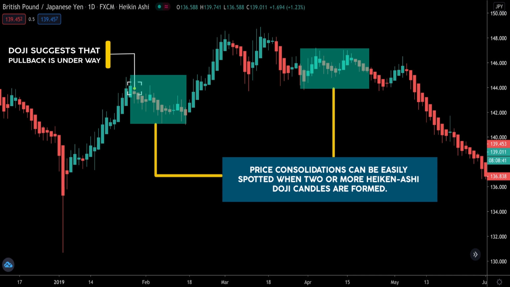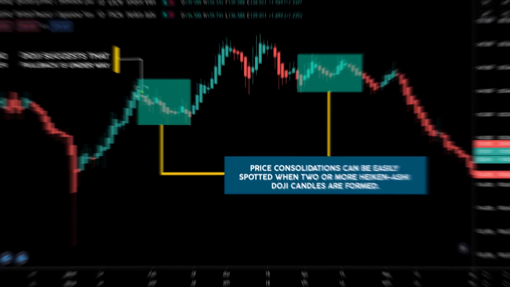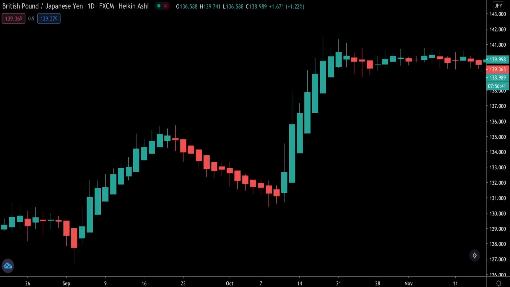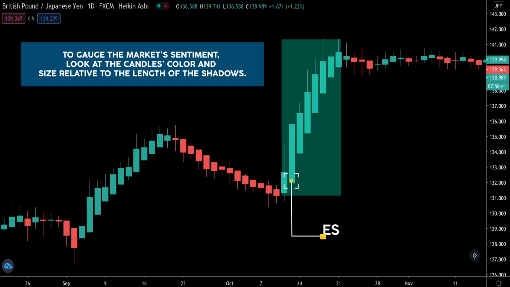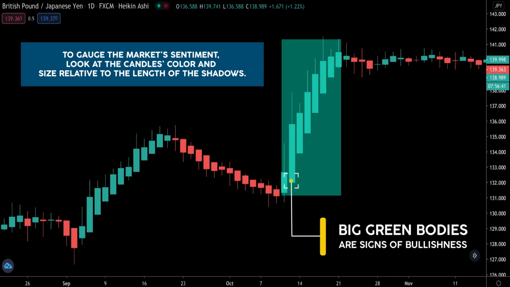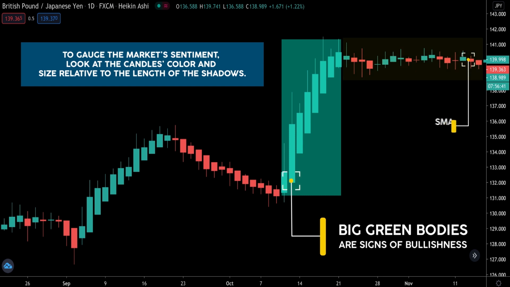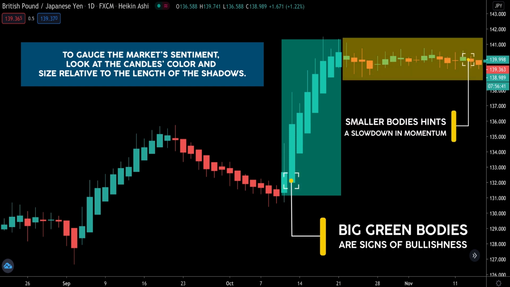It tells you both trend and momentum. Now, what is great about the Heiken Ashi candle is that it also tells you about market sentiment. To gauge the market's sentiment, look at the candle's color and size relative to the length of the shadows. Big green bodies are signs of bullishness, while big red bodies are signs of bearishness. Smaller bodies, on the other hand, hint at a slowdown in momentum.